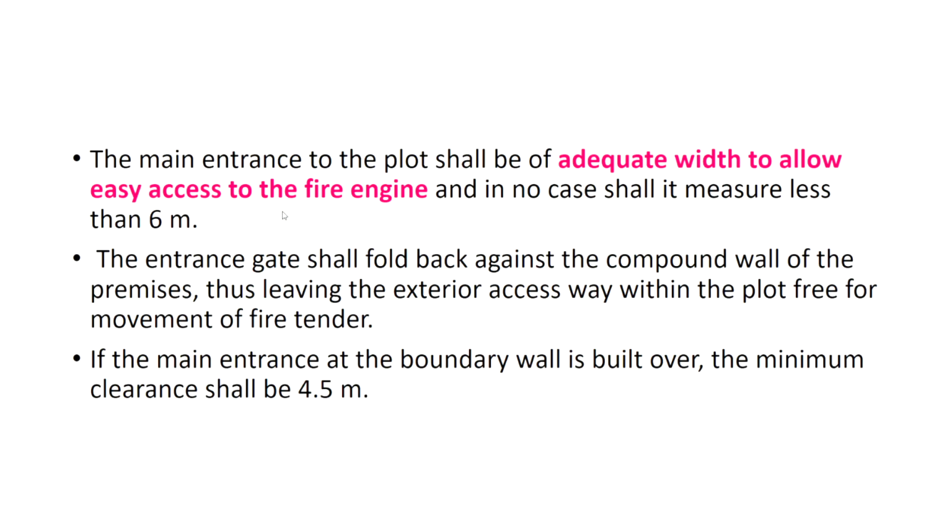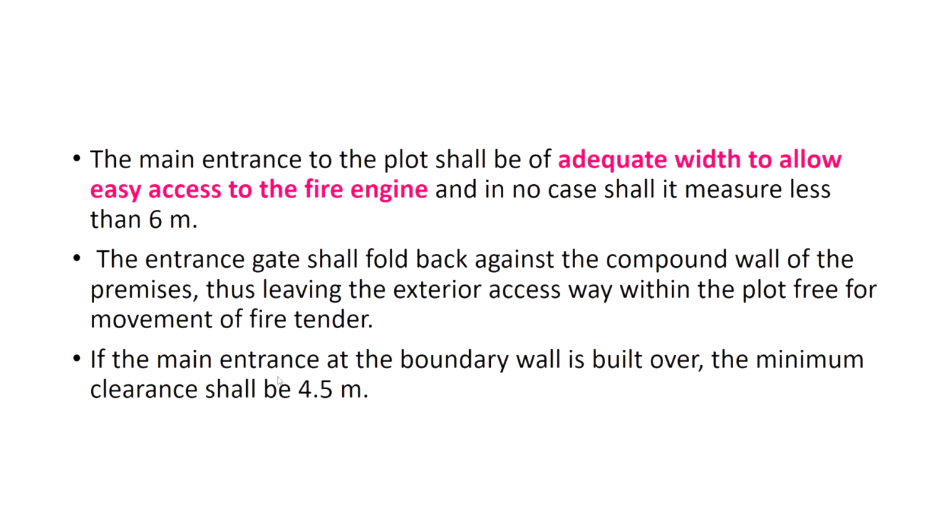Now we say that the main entrance to the plot. Suppose there is a plot and there is some entrance I need to give to this particular plot. Now the gate provided for that plot should have adequate width to allow easy access of the fire engine, and in no case not less than 6 meters. So you cannot have a gate of 3 meters. Although you have provided the entire space of 6 meters in and around the building, if you are providing 3 meters, obviously the fire tender cannot enter. So I need to have an adequate gate width of minimum 6 meters.